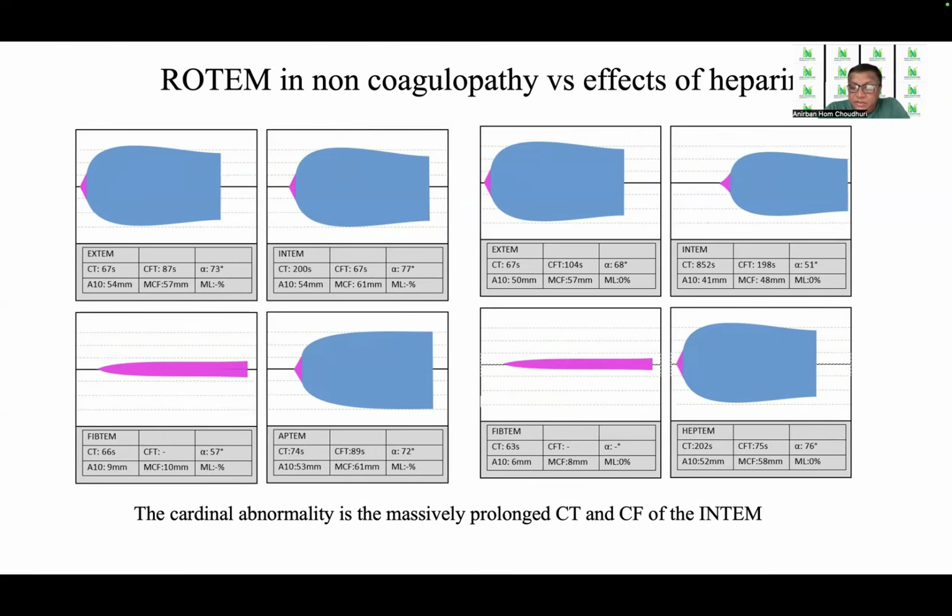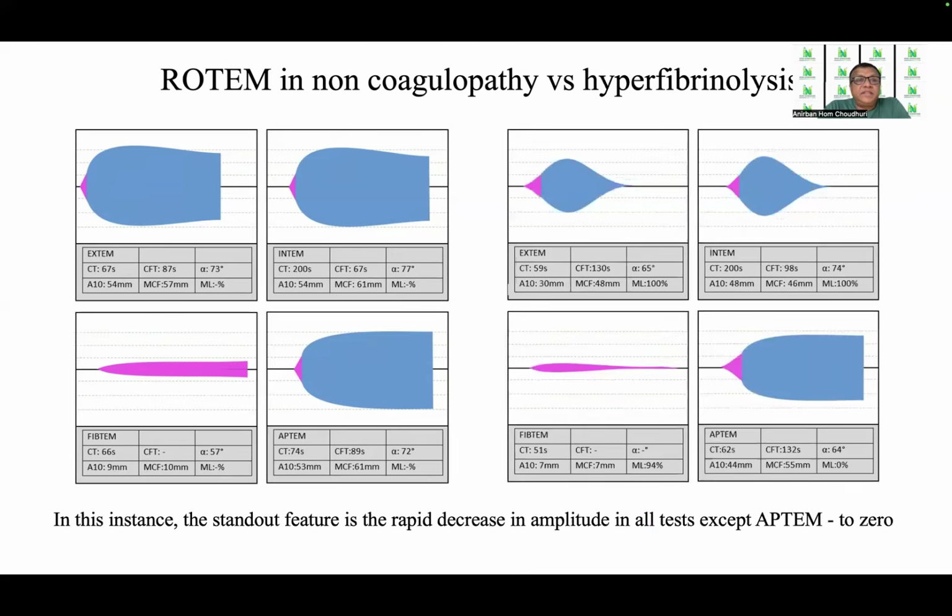Again, the left-hand side is the same non-coagulopathic patient and the right-hand side is the fibrinolysis. The standout feature is the rapid decrease in amplitude in all tests except the APTEM, to 0. As you can see, except the APTEM, in all tests it is getting reduced. The amplitude is falling sharply, which indicates that this is because of hyperfibrinolysis.